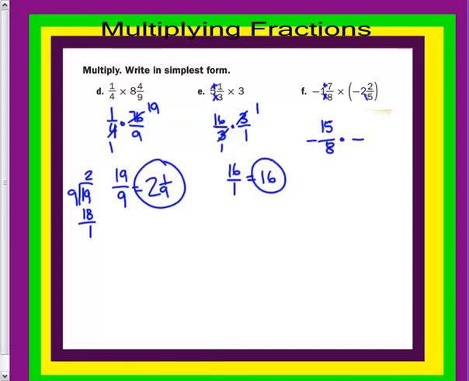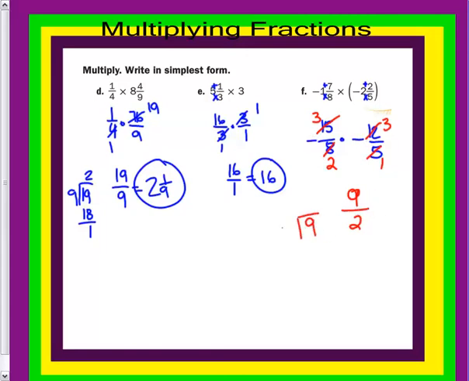Times a negative. 2 times 5 is 10, plus 2 is 12. So we've got 12 fifths. Okay, 15 and 5 share a 5 in common. It goes into itself once. It goes into 15 3 times. 8 and 12 share a 4 in common. 4 goes into 8 twice. It goes into 12 3 times. 3 times 3 is 9. 2 times 1 is 2. And a negative times a negative is a positive, so leave it alone.